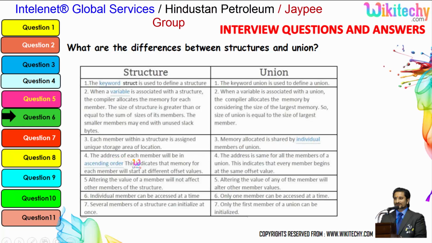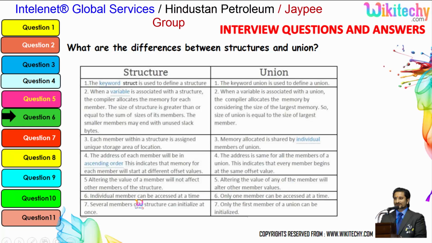The address of each member will be in ascending order. This indicates that memory for each member will start at different offset values. The addresses are the same for all the members of a union. This indicates that every member begins at the same offset value. Altering the value of a member will not affect other members. Altering the value of any member of a union will alter other members.